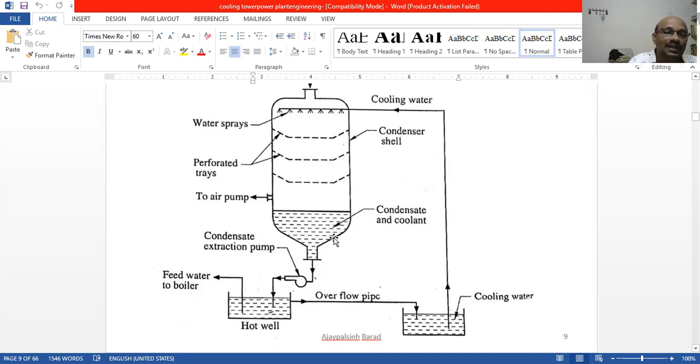So perforated trays will be there. From the perforated tray, from point 1 to point 2, point 3, like that, as the water goes down, the temperature is also going down, and it is becoming water. We are showing perforated tray 3. There are a number of perforated stages.